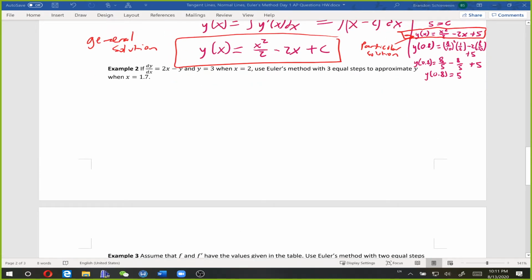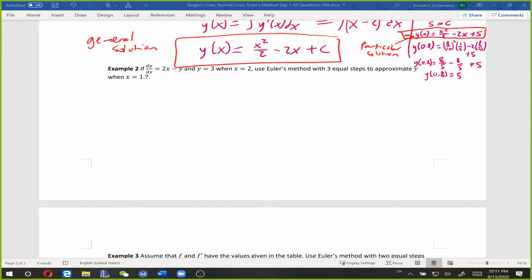All right, example 2. So I've got a differential equation, dy over dx is 2x minus y. y is 3 when x is 2, so again, we've got a point. I want to use Euler's method with 3 equal steps to approximate y when x is 1.7.